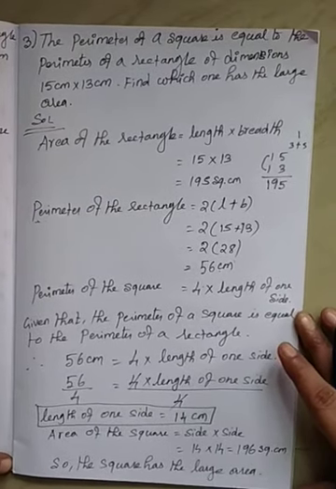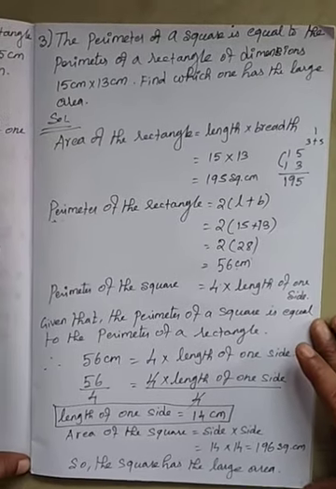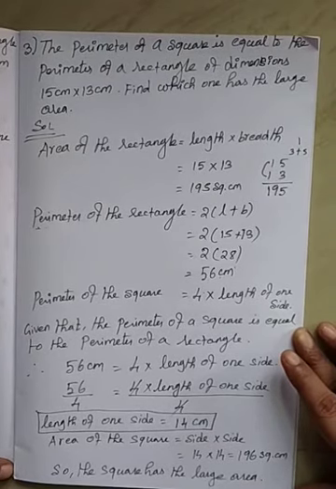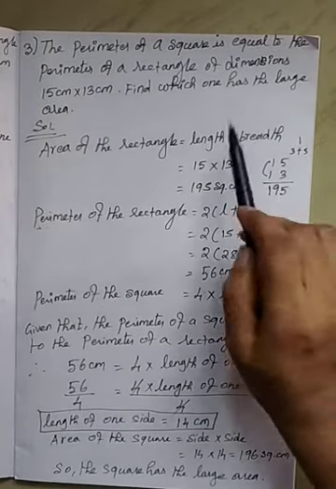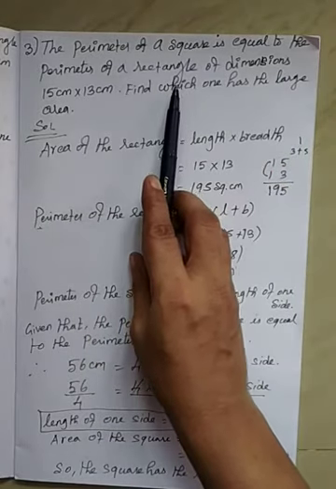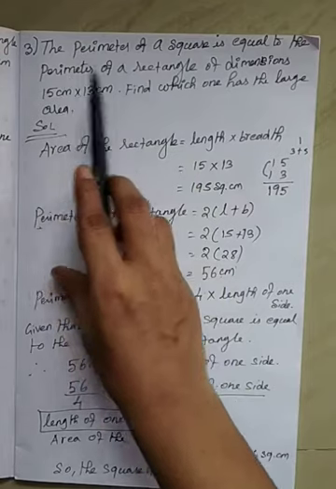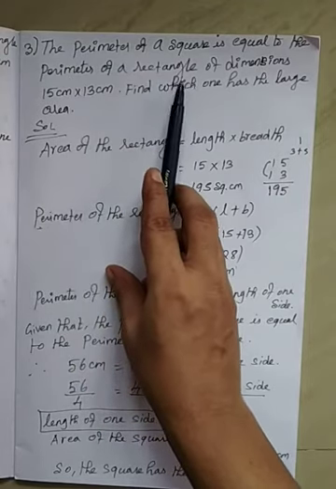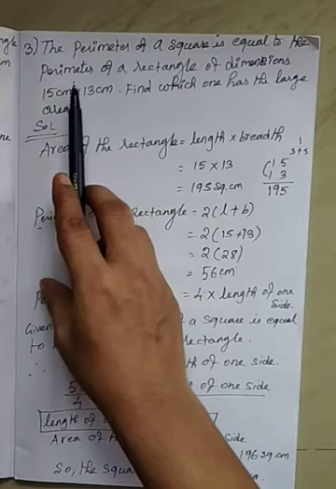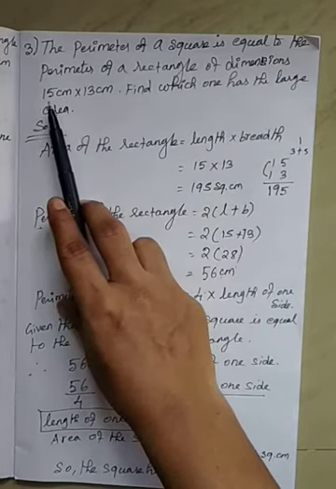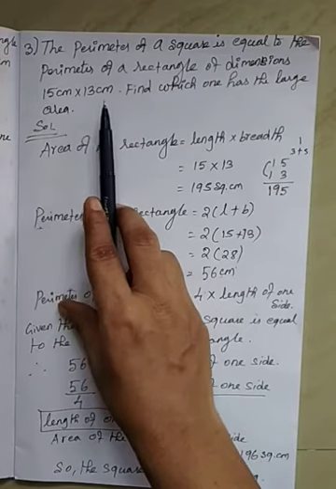Okay, this one is very big problem. So listen carefully. The question is very important. See, what is your question? The perimeter of a square is equal to the perimeter of a rectangle. So perimeter of the square, perimeter of the rectangle are equal. See, and also given the dimension of the rectangle, that means the length and breadth was given. That means 15 centimeter into 13 centimeter.